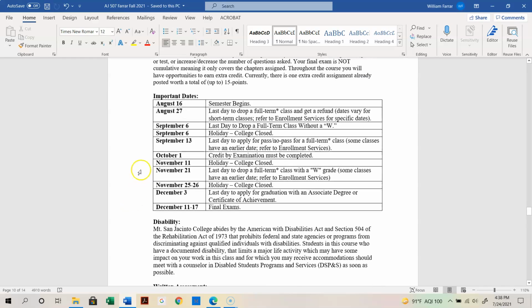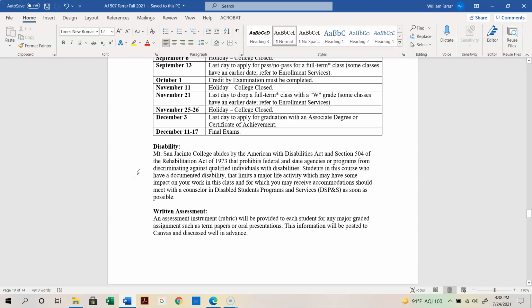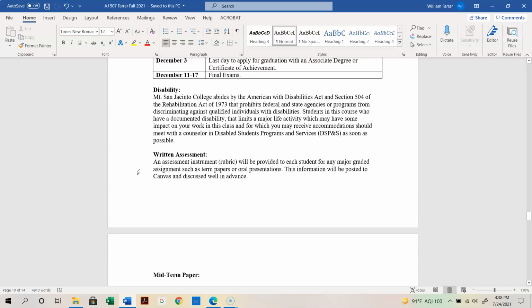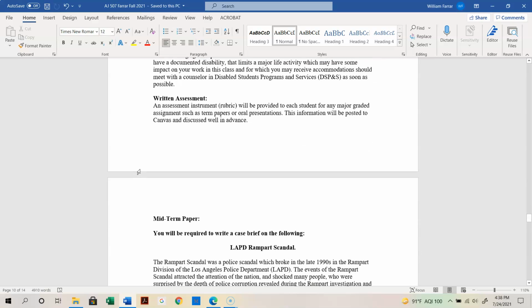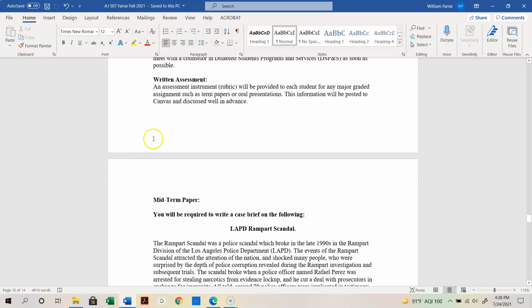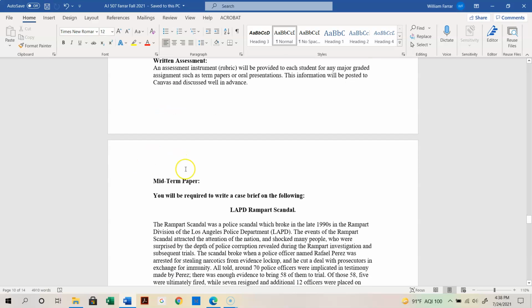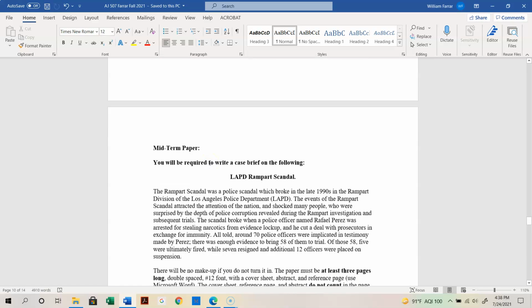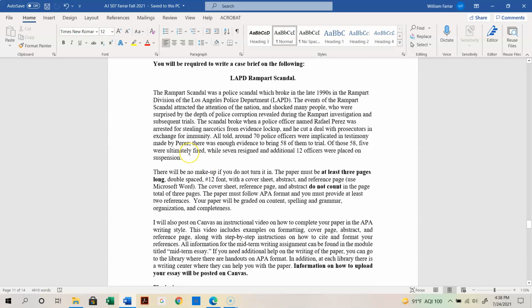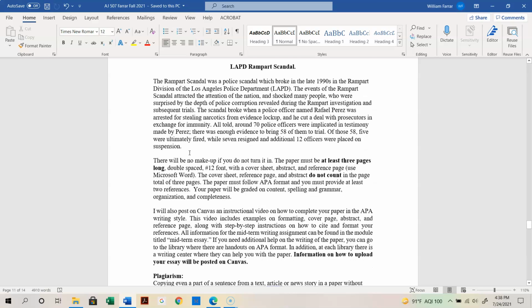Couple of important dates. I'll let you go through that. If there's any information that you need help with me, anything I can do to help you be successful, please let me know, and I will do whatever I can to make you successful in this course. Your written assignment, and again, we'll go over that in detail a little bit later, is the LAPD Rampart scandal. I give you a little bit of background on it. There's a lot more information inside of your course canvas where the actual assignment is.